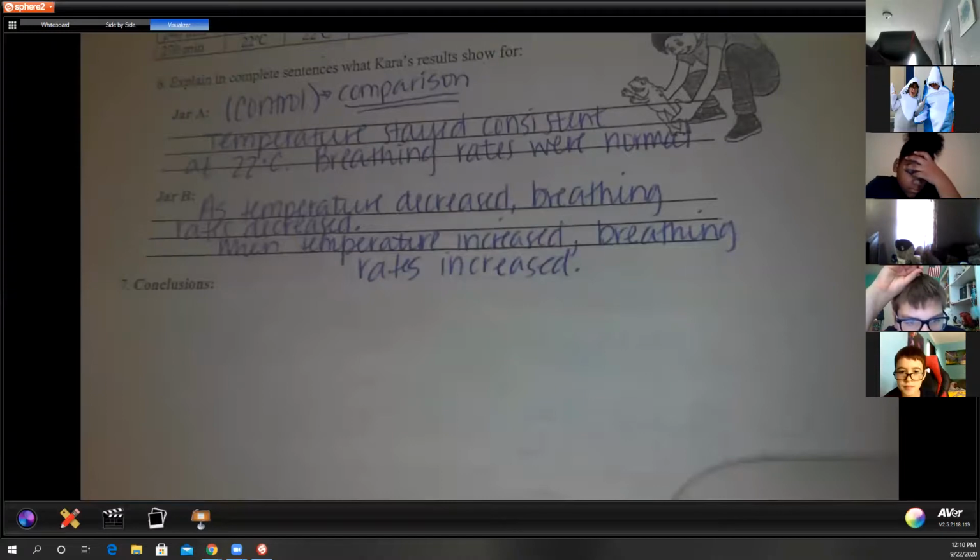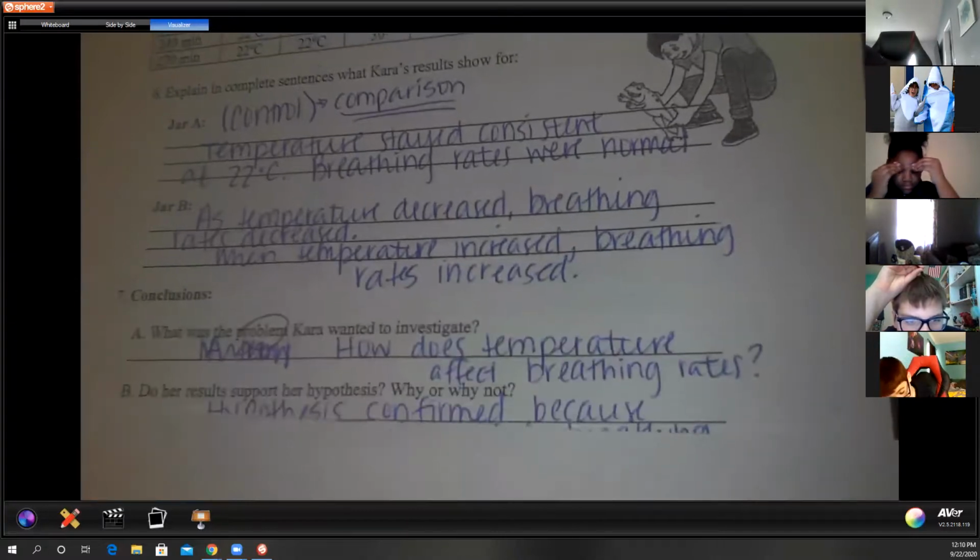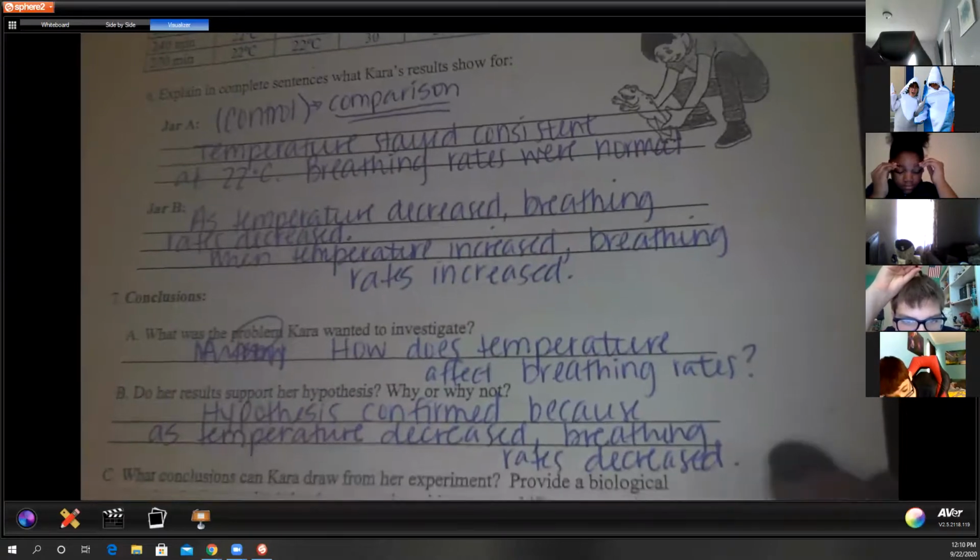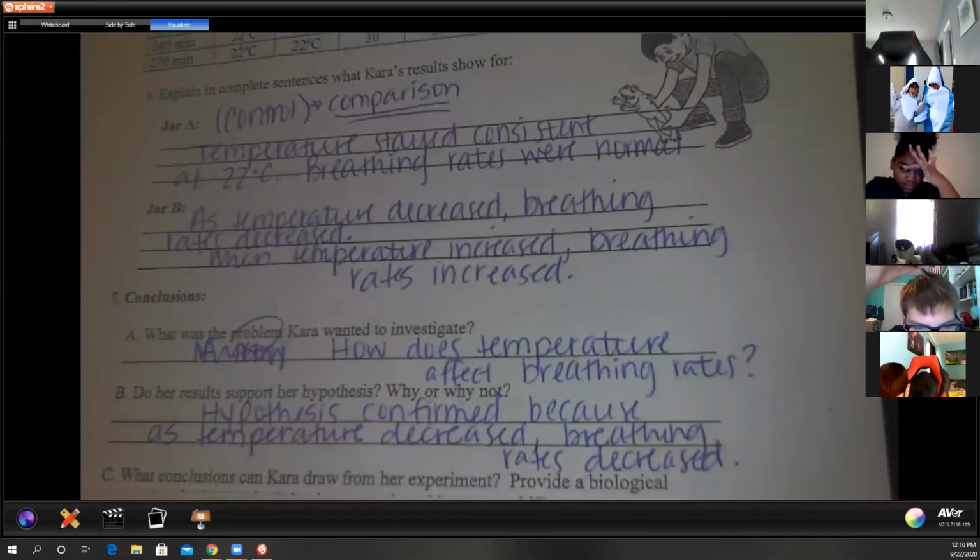So Landry, I'm coming back to you real quick. Was our hypothesis confirmed or denied? It was confirmed. Our problem was, how does temperature affect breathing rates? And our hypothesis was confirmed because as temperature decreased, breathing rates decreased as well.